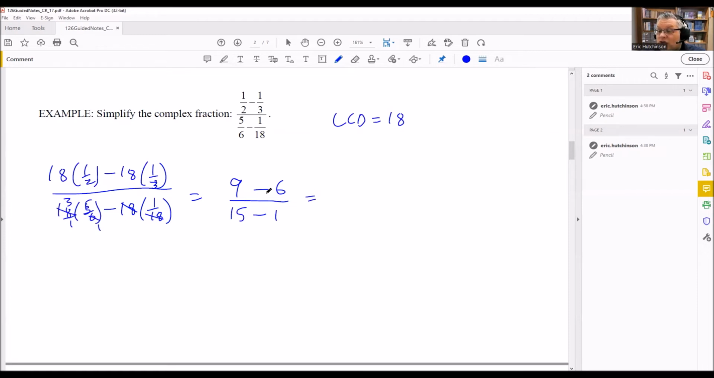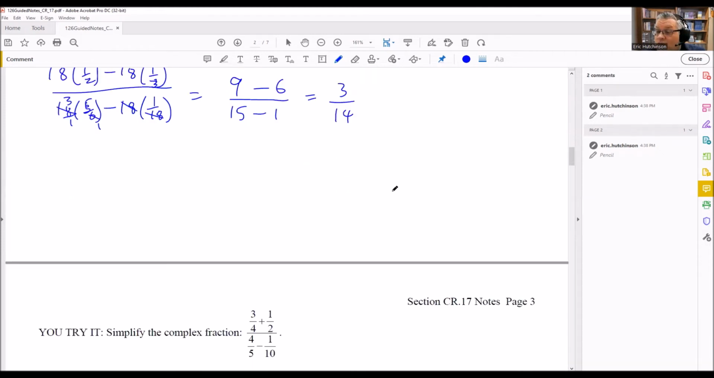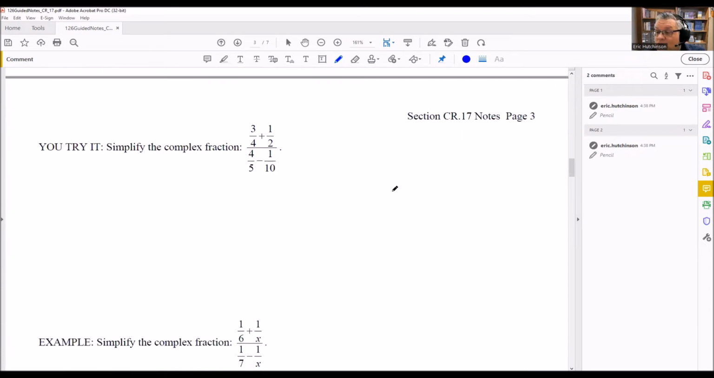So now all I have to do is subtract on top, subtract on the bottom. 9 minus 6 is 3. 15 minus 1 is 14. Nothing more we can reduce there. And so that would be the answer. So let's do one more, a similar one to that.